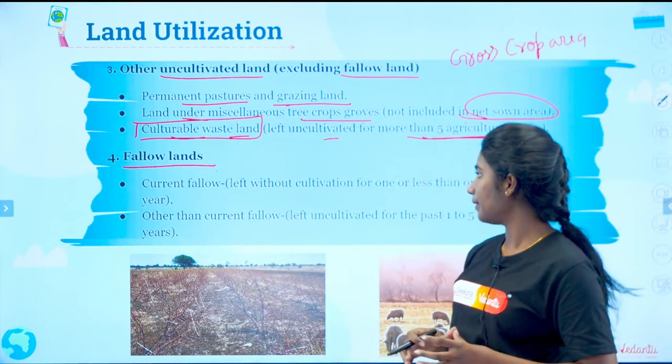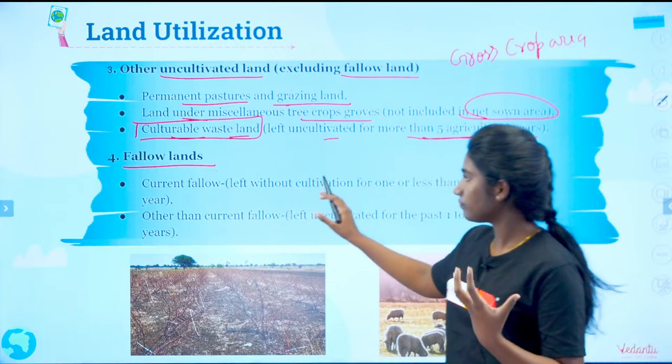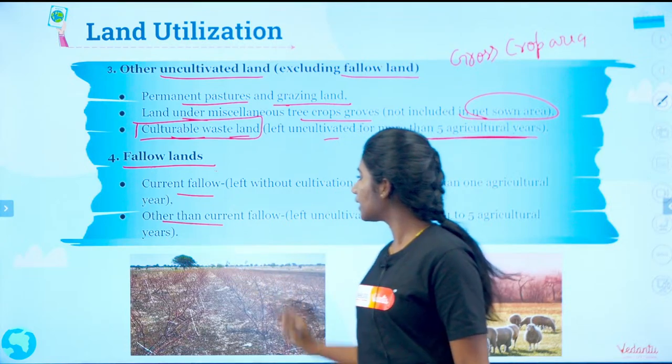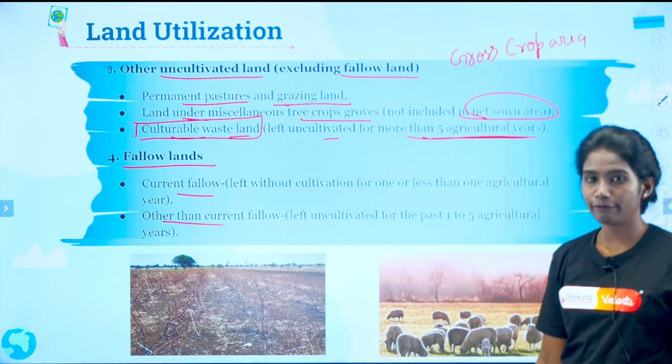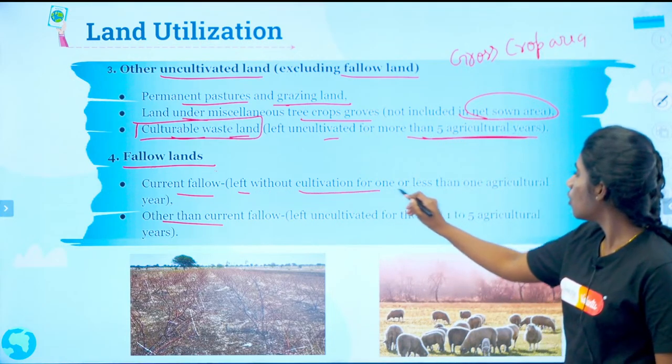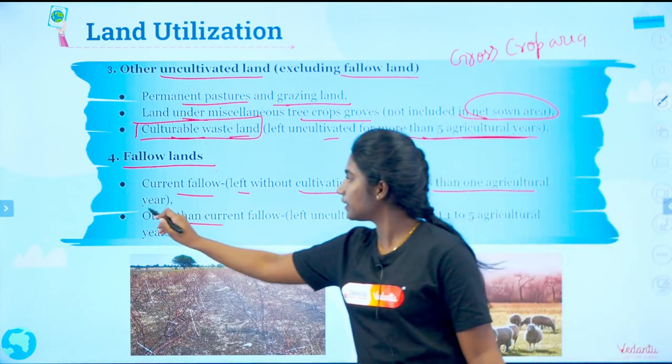See, fallow land is very simple. Under fallow land, there are two types. One is current fallow and the other one is other than current fallow. In case of current fallow, it is left without cultivation for one or less than one agricultural year.